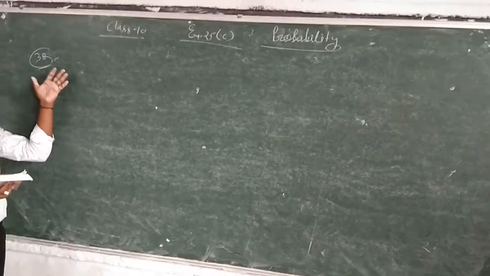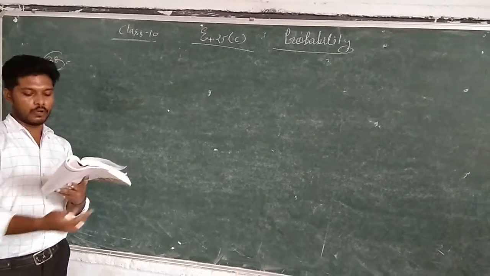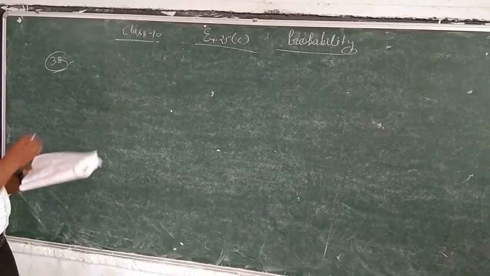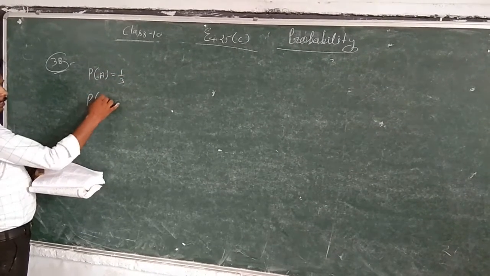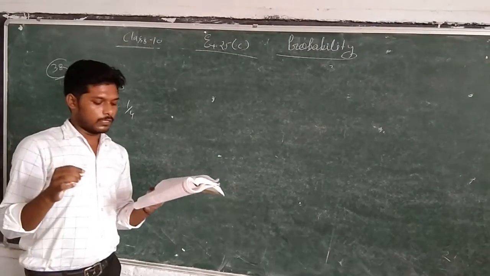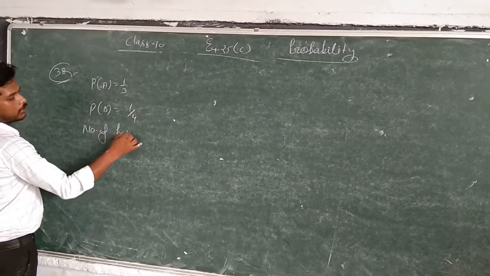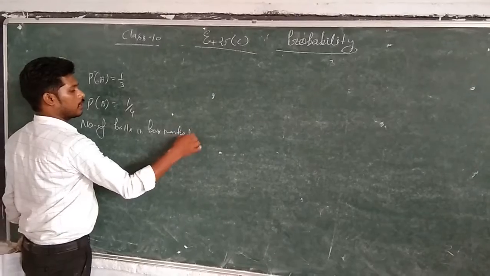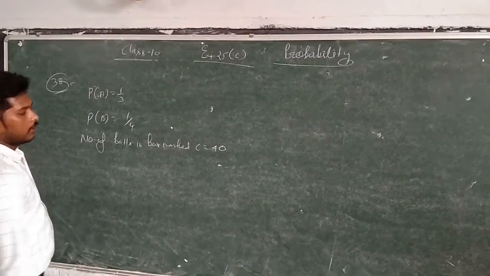So now this is the last question of this exercise, number 13. A box contains a certain number of balls. Some of these balls are marked A, some are marked B and the remaining are marked C. You are given P of A is equal to 1 upon 3 and P of B is equal to 1 upon 4. If there are 40 balls marked C in the box, find the total number of balls in the box.